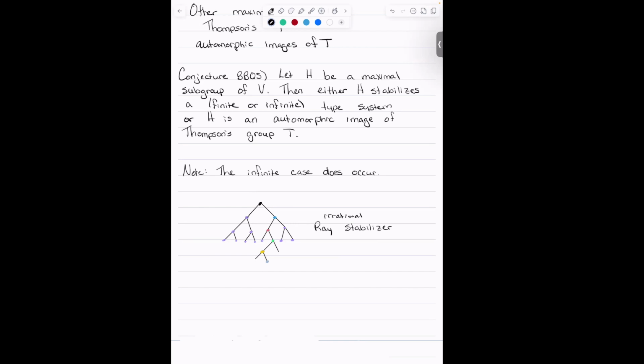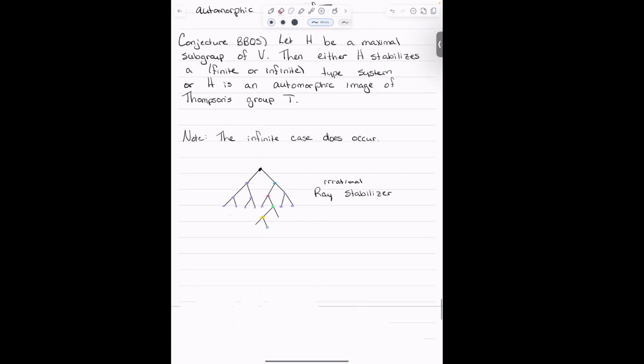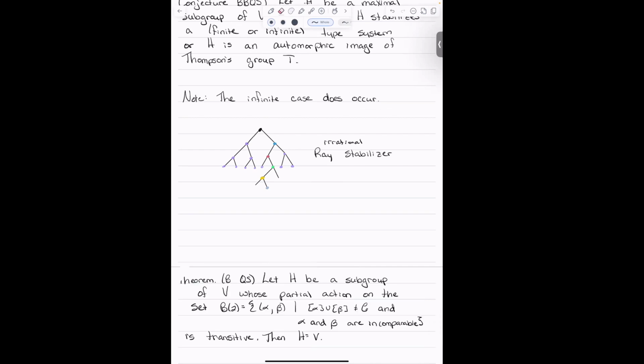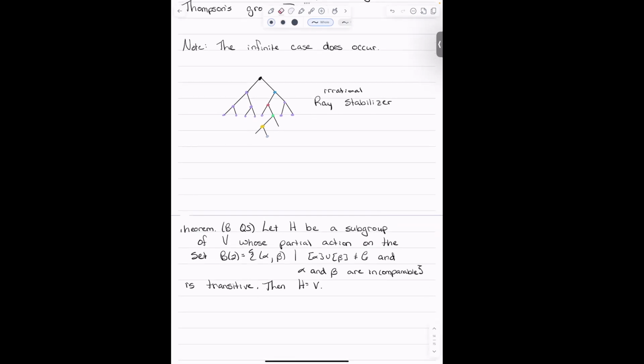So it is true that we're missing some information by only really knowing a classification of the finite type systems, for instance. But some evidence for why maybe one should believe that the maximal subgroups fall into this dichotomy of either being type systems or something that looks like T is the fact that we have a couple of tools for detecting whether a subgroup is proper or not.